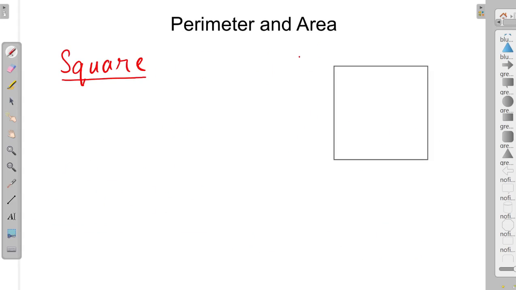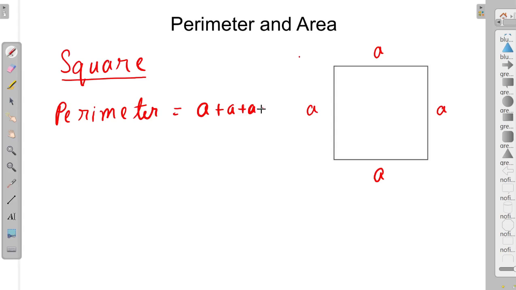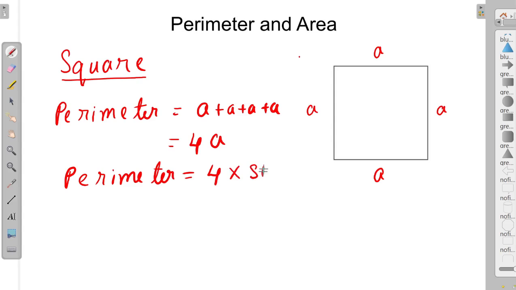Now the perimeter and area for the square. In a square we know that all sides are equal. Suppose this is the side A, so this is also A, this is also A, and this is also A. So all four sides are equal here. What is the perimeter? Perimeter is the sum of the sides. So perimeter is equal to A plus A plus A plus A. How many A are there? 4A. So the formula for the perimeter of a square is 4 into side.